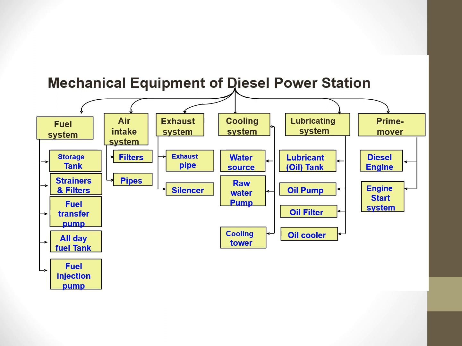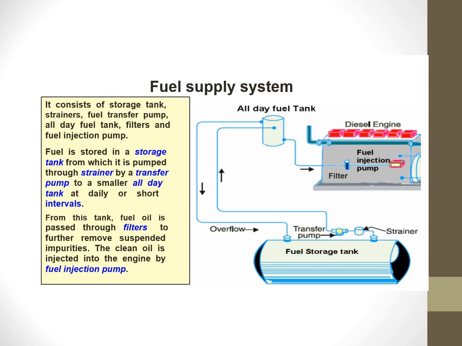2-stroke engines are used in airships. To start the engine, we have a separate starter and air intake system also there for starting the engine. So this is about the mechanical equipment required for a diesel power plant. We will see one by one.